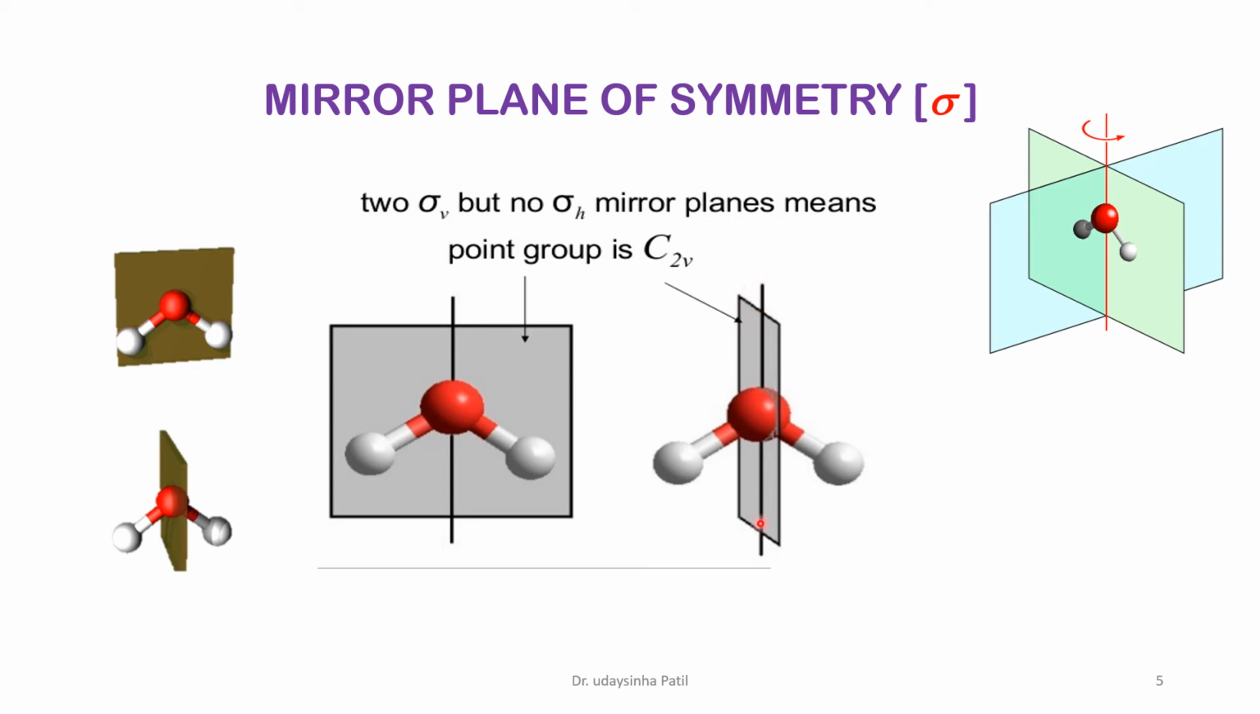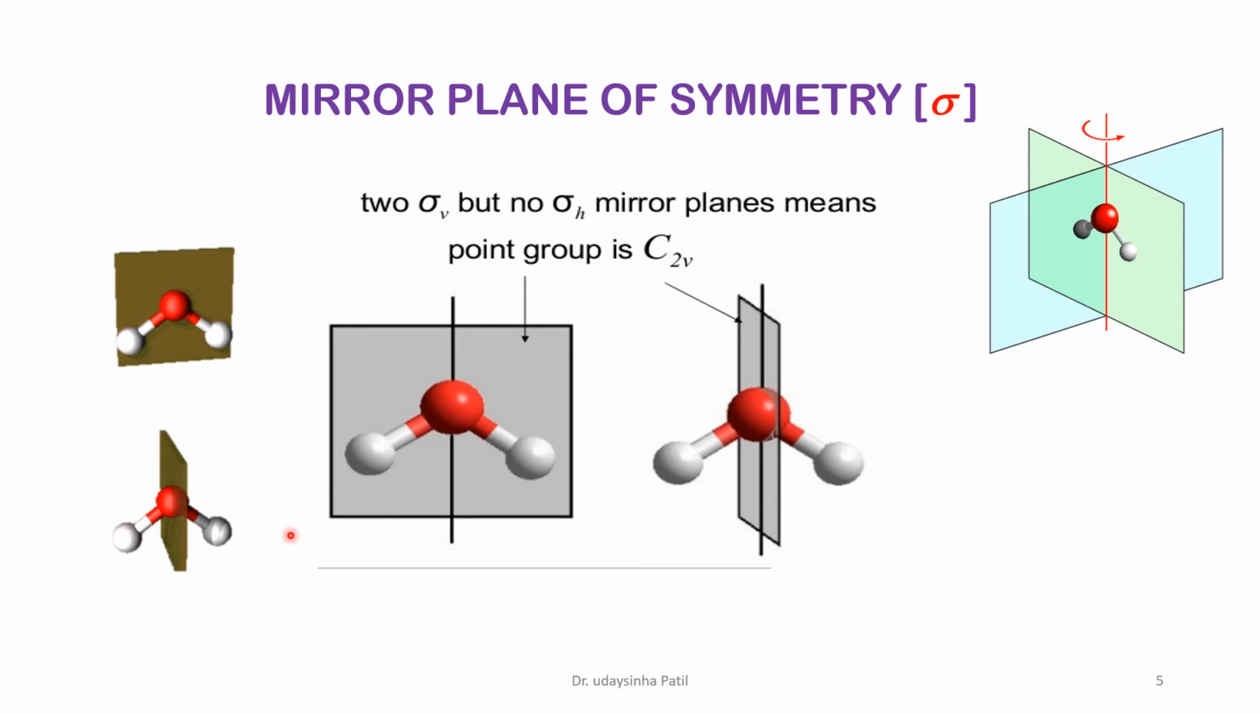the C2 axis. Therefore, we can say that the plane which bisects the molecule into two equal parts, and the two equal parts are mirror images of each other, exactly coinciding with each other, is parallel to the C2 axis. Therefore, it is a vertical plane of symmetry.